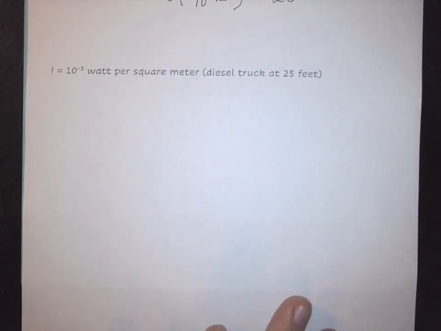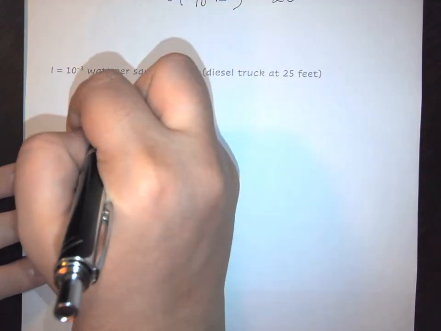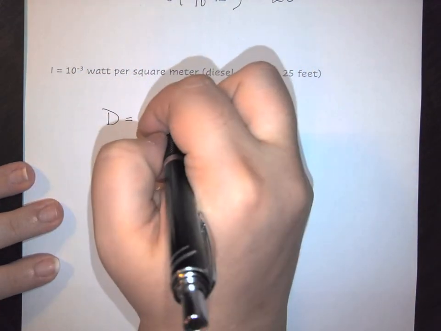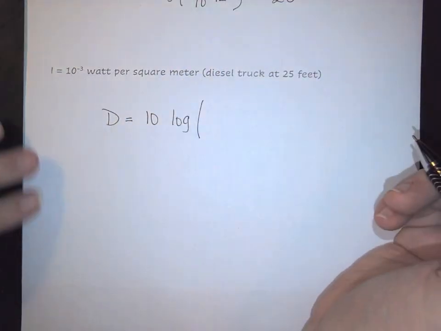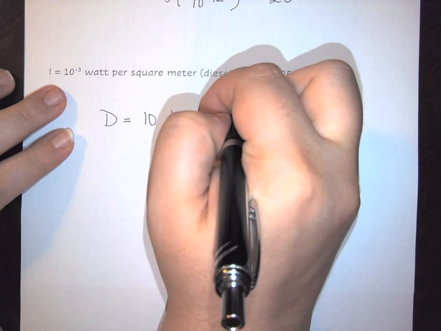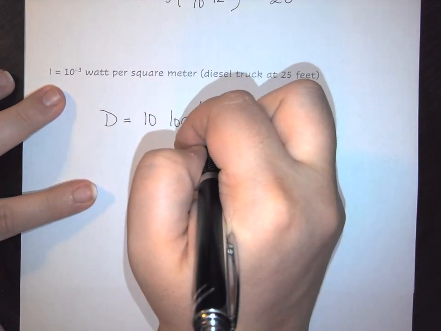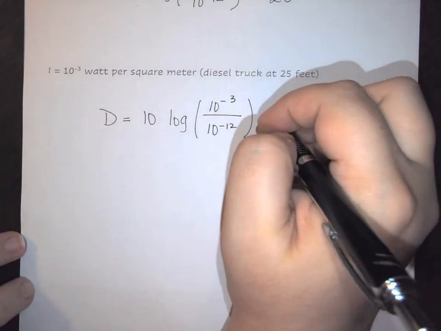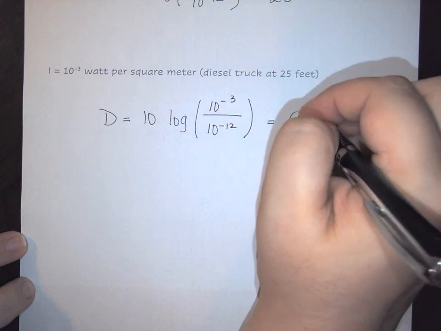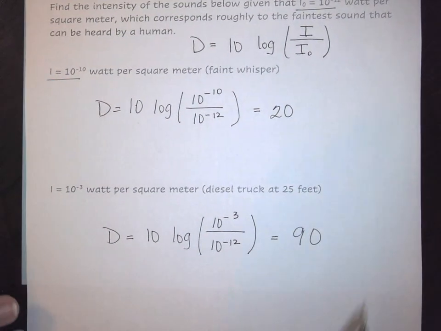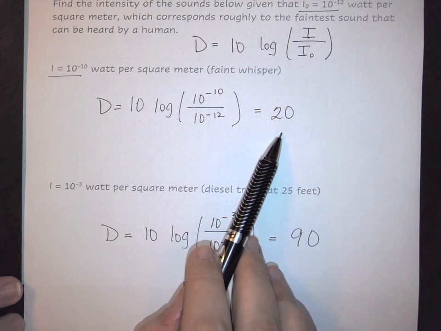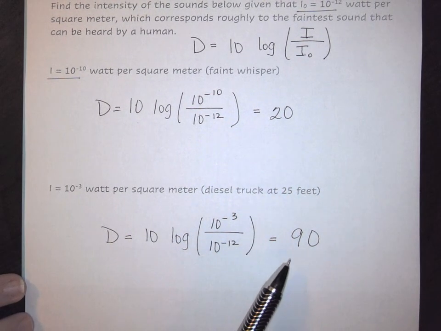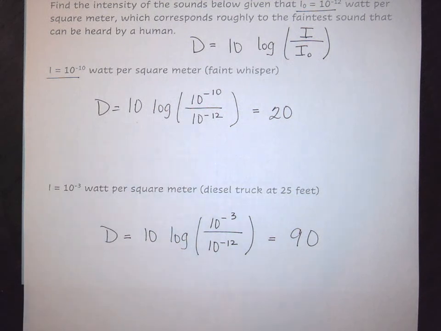Now let's go ahead and look at that diesel truck. It's the exact same concept. So here we're going to have D is equal to 10 times the log of, the diesel truck is going to be 10 to the negative third, and again our initial is still 10 to the negative 12th. So when we plug all that in, we end up with 90. So clearly what you can see, the smaller your decibel number, the softer or quieter the sound. The larger your decibel number, the louder and larger the sound may be.